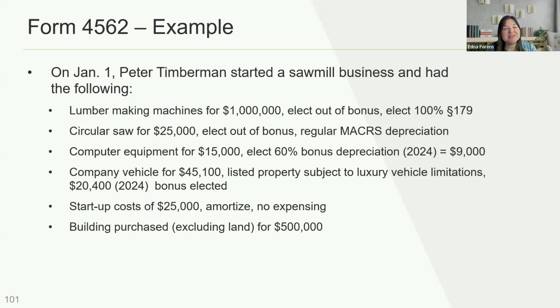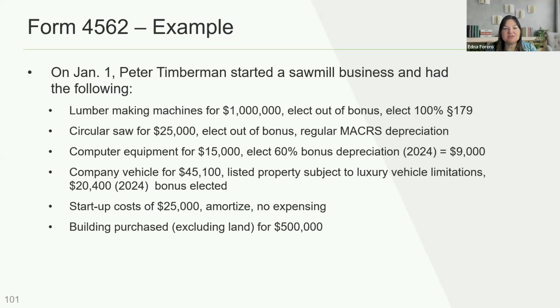The lumber making machines that he's going to use cost $1 million, but he wants to elect out of bonus and use 100% Section 179, and he can. He has a circular saw for $25,000. He's going to elect out of bonus and use regular MACRS for that. He has computer equipment for $15,000. He elected bonus depreciation. Again, remember, this is the 2024 rate at 60%.